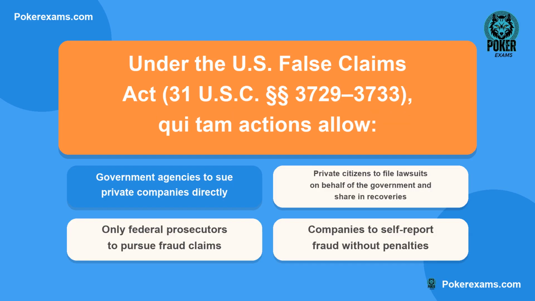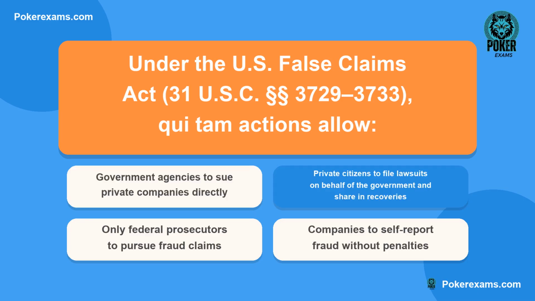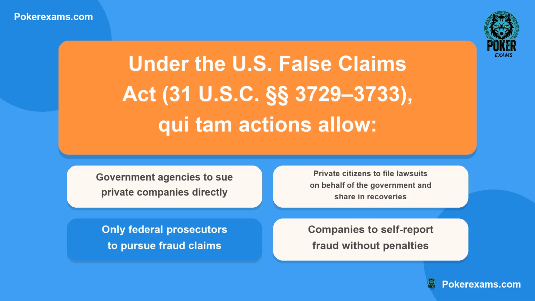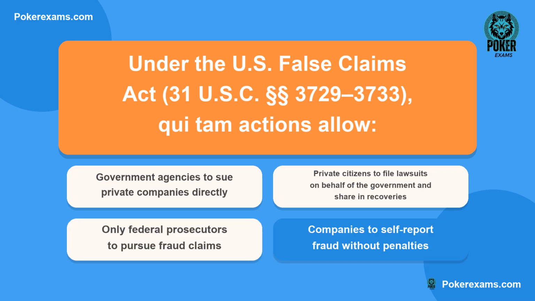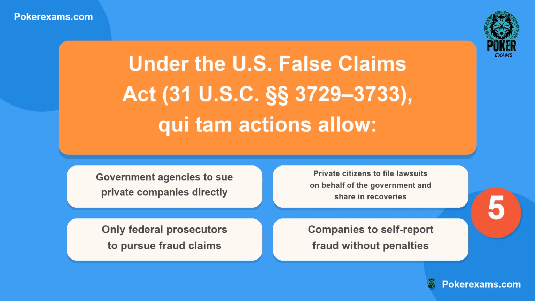Is it A, government agencies to sue private companies directly? Or B, private citizens to file lawsuits on behalf of the government and share in recoveries? Could it be C, only federal prosecutors to pursue fraud claims? Or lastly, D, companies to self-report fraud without penalties?